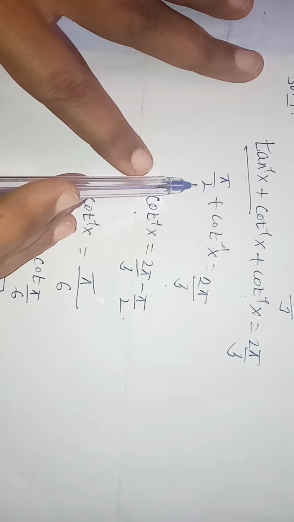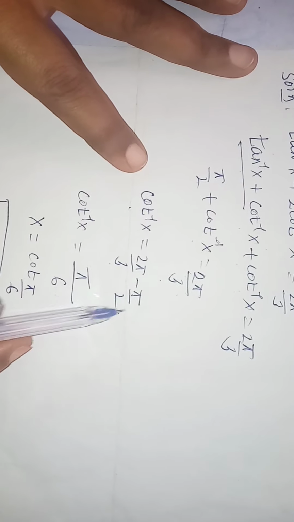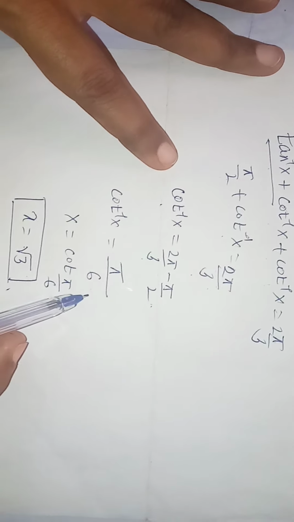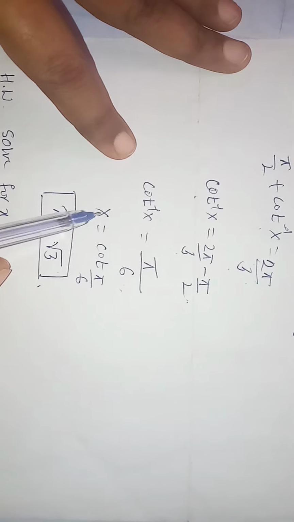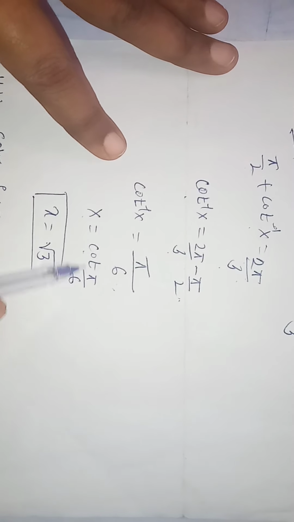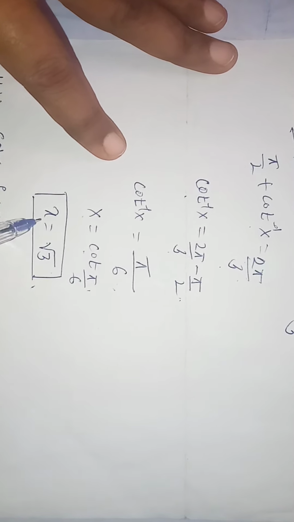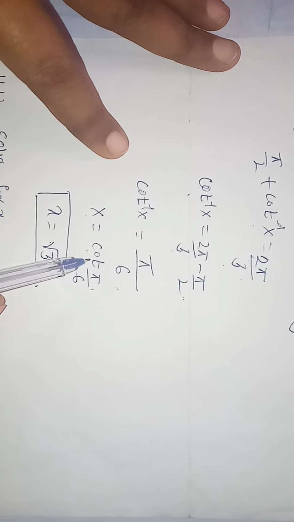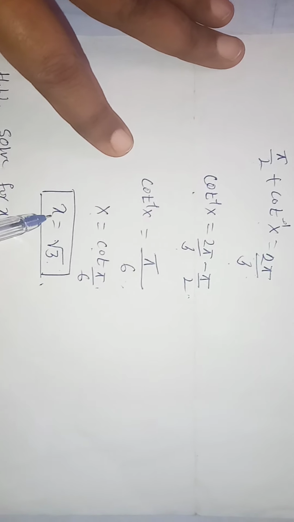Then cot inverse x is 2 pi by 3; take pi by 2 to the right hand side, we'll get minus pi by 2. Simplify, we'll get pi by 6. Then by definition of inverse function, we'll get x is cot pi by 6. And we have the formula value, cot pi by 6 is root 3. Therefore, x is root 3.